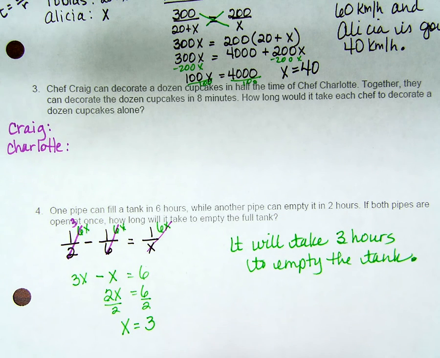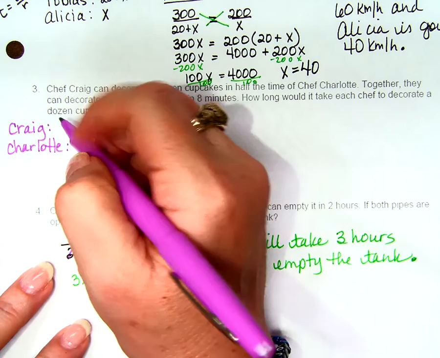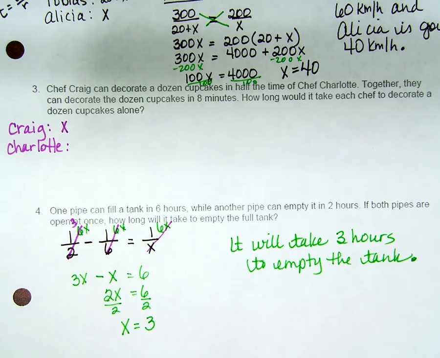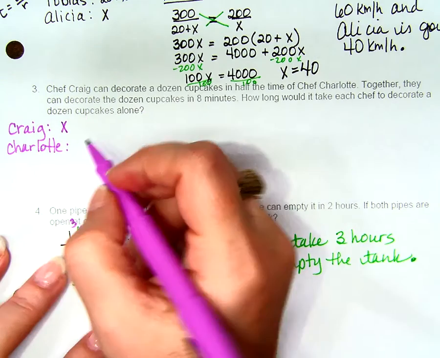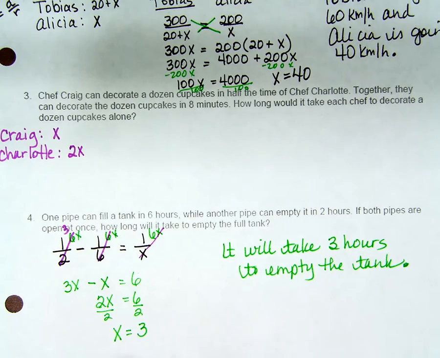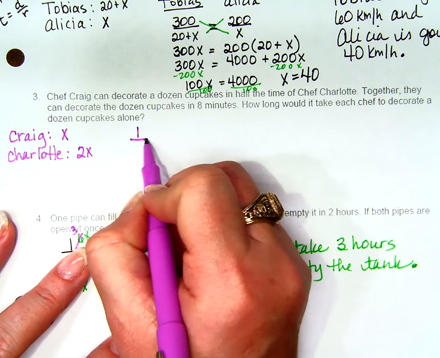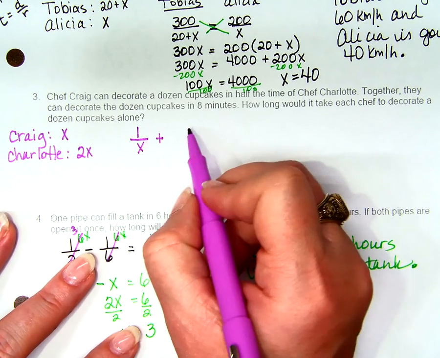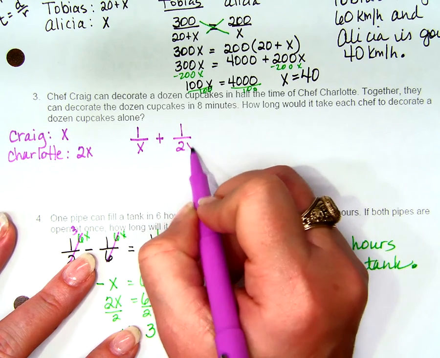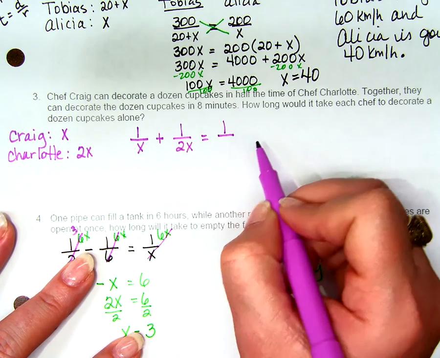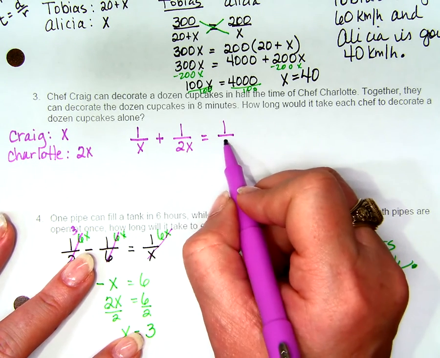If I call Charlotte X, what's Craig? Half X. Do you want to deal with a fraction inside of a fraction? So what if I called Craig X? Then what is Charlotte? 2X. Okay? Guys, neither one of those is wrong. One of them just has to have a fraction, right? So what's Craig's fraction then? 1 over x, and Charlotte's is 1 over 2x, and then together 1 over 8.